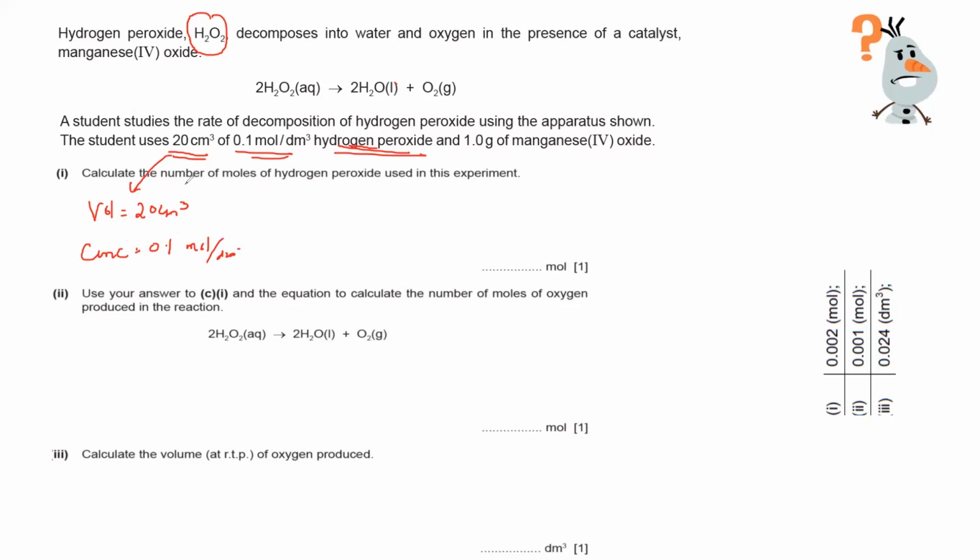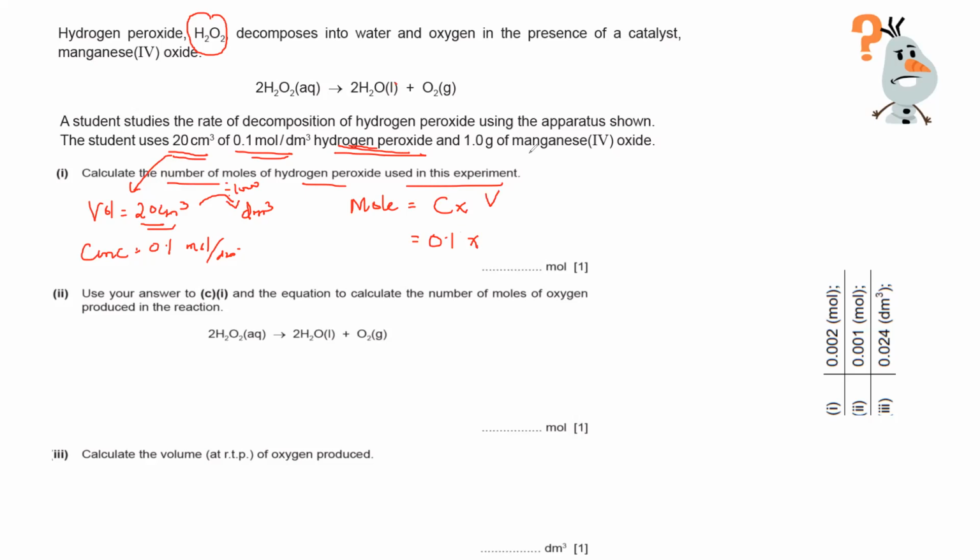In the first part, they are asking to calculate the number of moles of hydrogen peroxide used in this experiment. So we need the moles of hydrogen peroxide. If we have volume and concentration, we can use a formula to get the moles. Moles equals concentration multiplied by volume. The concentration is 0.1. But what about the volume? The volume is given in cm cube. So we should always convert into decimeter cube. To convert cm cube into dm cube, we divide by 1000.